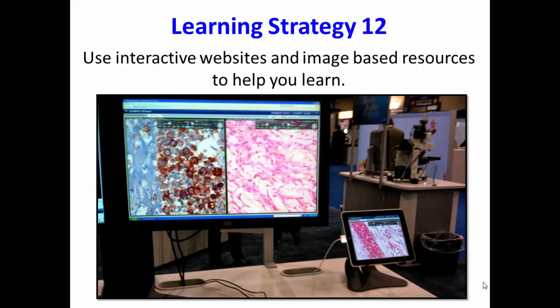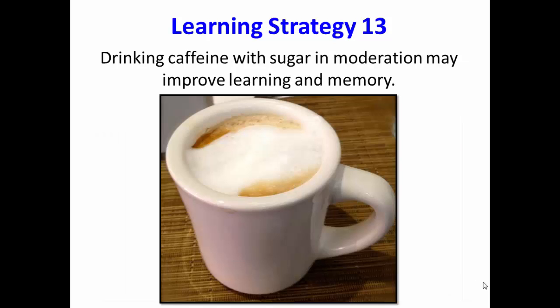While I include images in my presentations corresponding with the topic we are discussing, you should continue to supplement your textbook written descriptions with images and diagrams. For example, the University of Utah's WebPath site offers excellent pathology tutorials with images and exams you can use when learning pathology. Doyle mentions that consuming caffeine and sugar simultaneously improves attention and cognitive functioning.